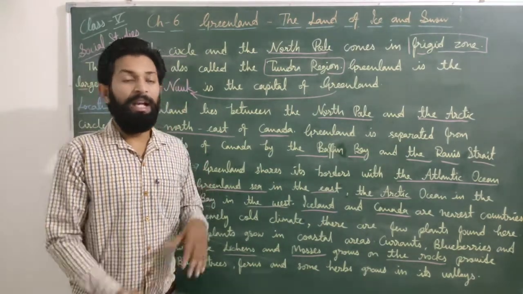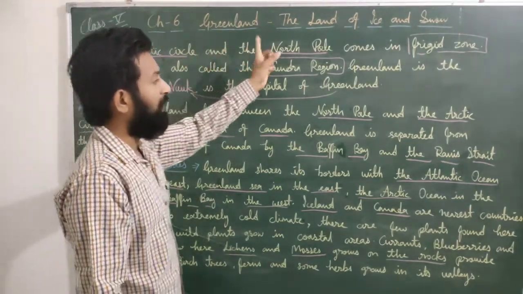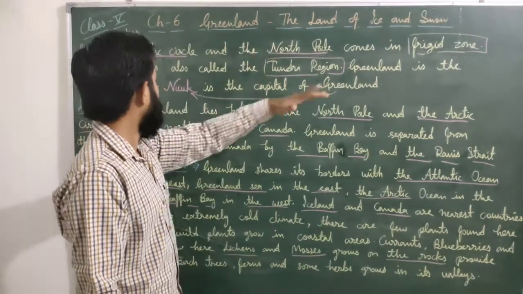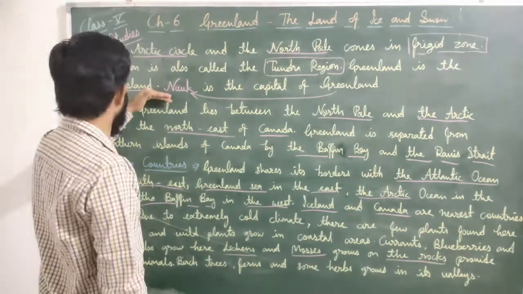And bark trees, ferns, and some herbs grow in the valleys. Right, students, once again I am going to review this. The Arctic Circle and the North Pole come in the frigid zone, and this region is known as the tundra region, and Greenland is the largest island. Nuuk is the capital of Greenland.